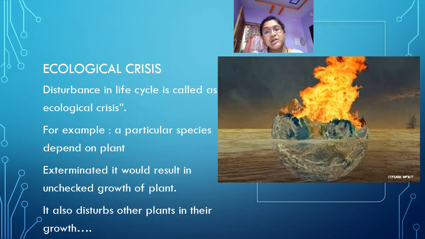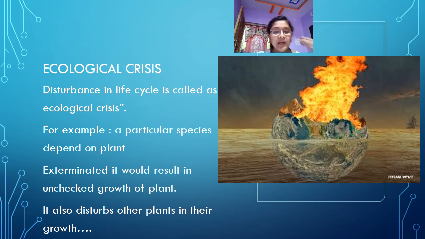Now we'll see the ecological crisis. What is an ecological crisis? When a disturbance is seen in this life cycle, where a plant is dependent on soil, on the dead part, on the decay of the animals, and the animals are again dependent on plants, where humans are dependent on plants. In this cycle, if one particle is missing, it means a disturbance to that cycle, and that is called an ecological crisis.